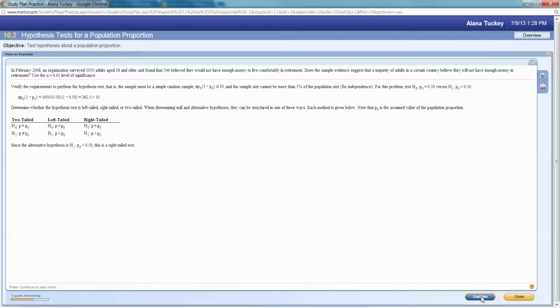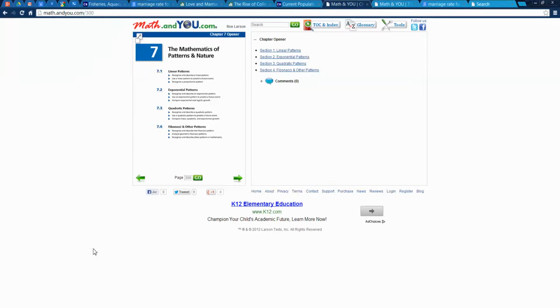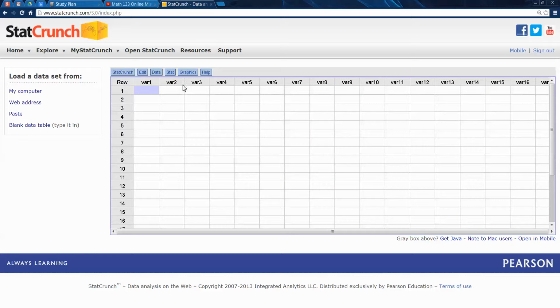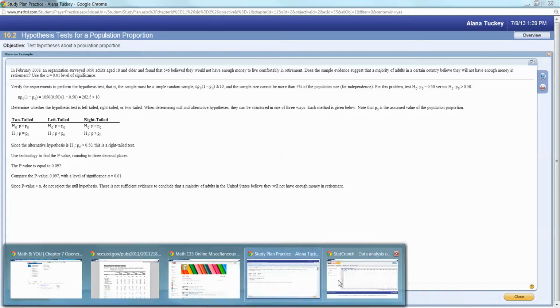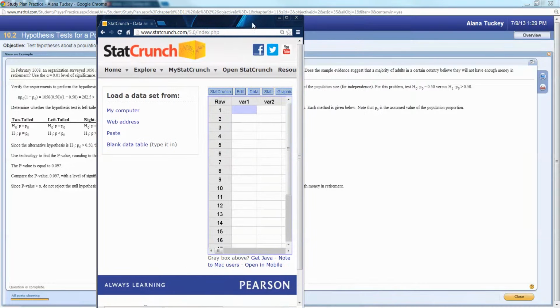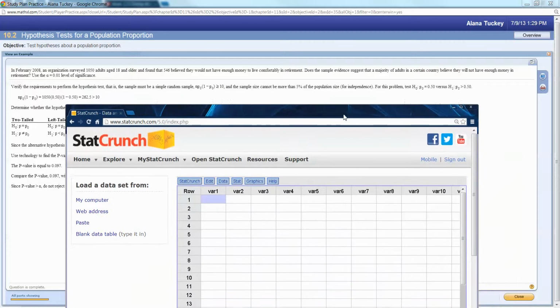Then they want us to run the test, and they came up with a p-value and all that good stuff. I'm not sure how it would work in the problem, but we're just going to use technology to do this because they've given us the information. And I'm going to do it with StatCrunch. Let me pull this out so I can see it along with the problem itself. I actually have two screens, but you can only see one screen at a time.